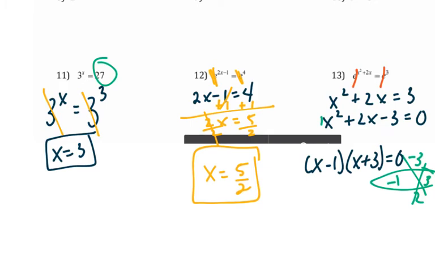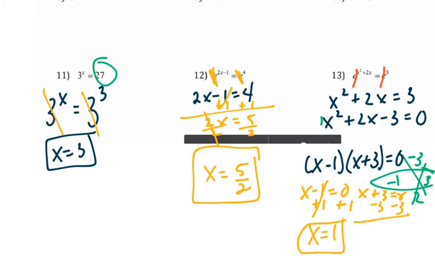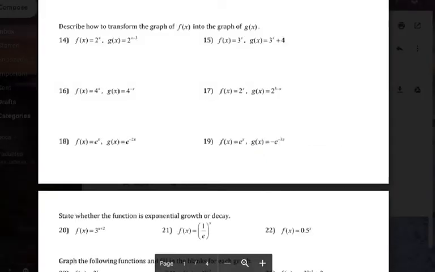Now we solve for x. So x equals 1. And x equals negative 3. So, okay, 1 through 13. Next, number 14.